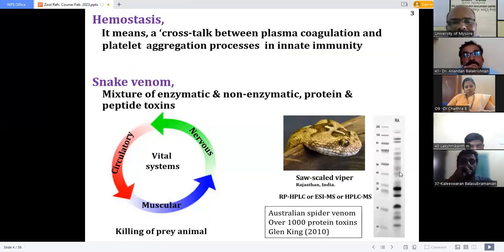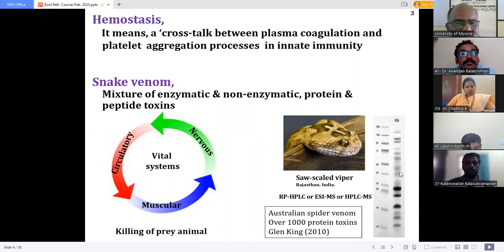It means a tightly controlled, tightly regulated, or highly structured crosstalk between plasma coagulation and platelet aggregation process in innate immunity. Innate immunity means the immunity that is derived from the birth. So thus, basically, hemostasis is an acute phase inflammatory response to tissue injury in innate immunity.